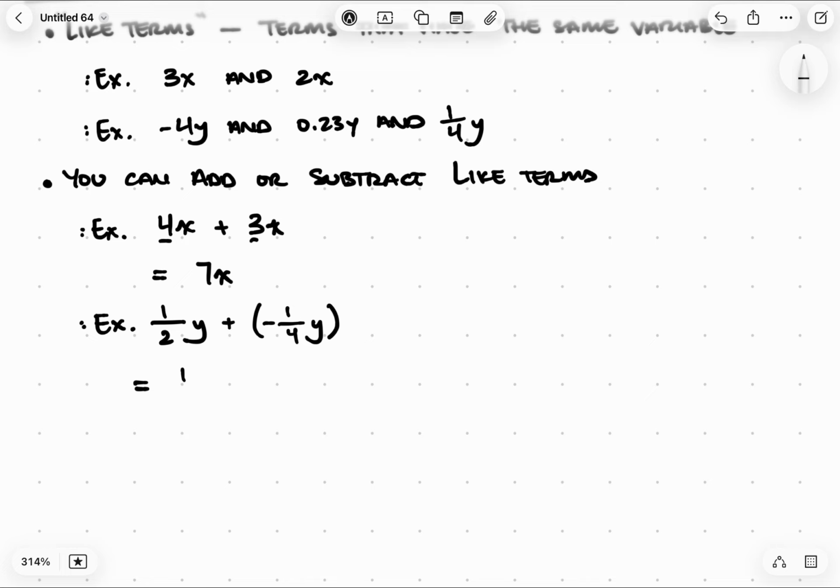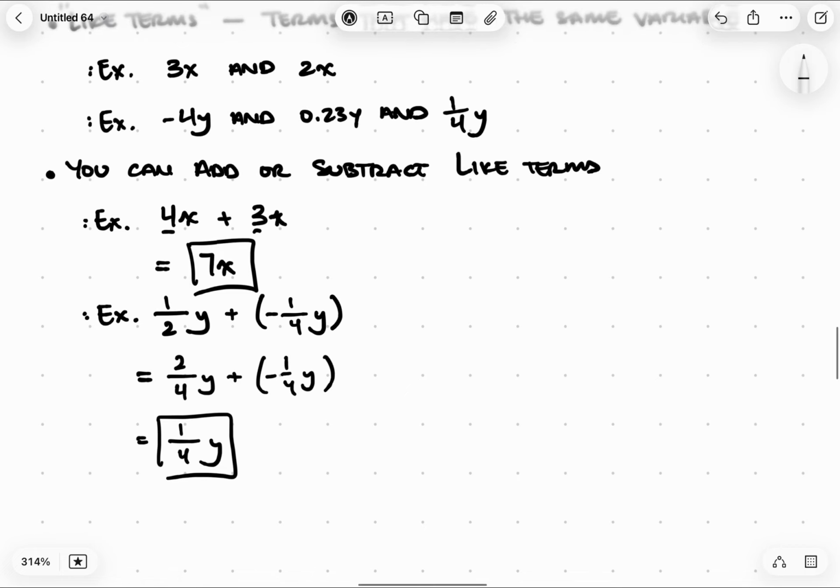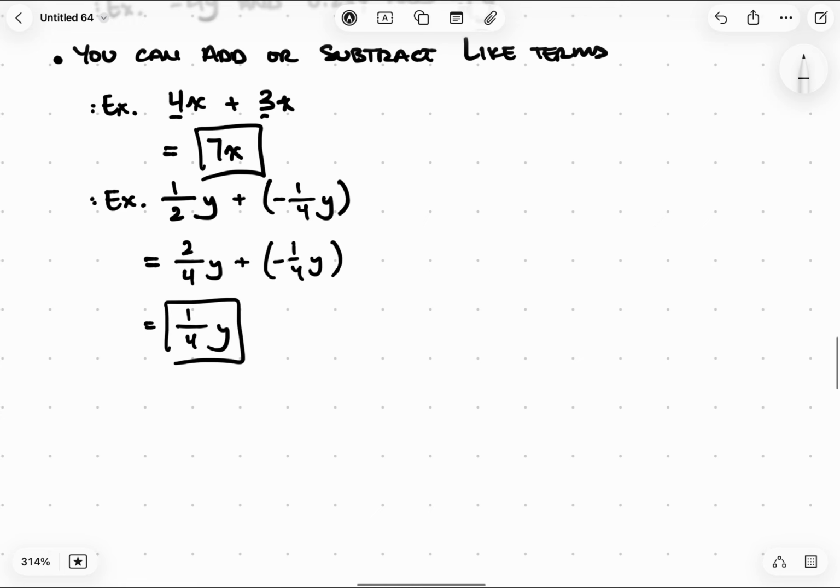I'll do it as I normally would. I'll convert this into the same common denominator. So 2/4y plus negative 1/4y. And I should be left with positive 1/4y. And that is my answer. So you see how I'm dealing with these numbers as if they're just normal numbers.